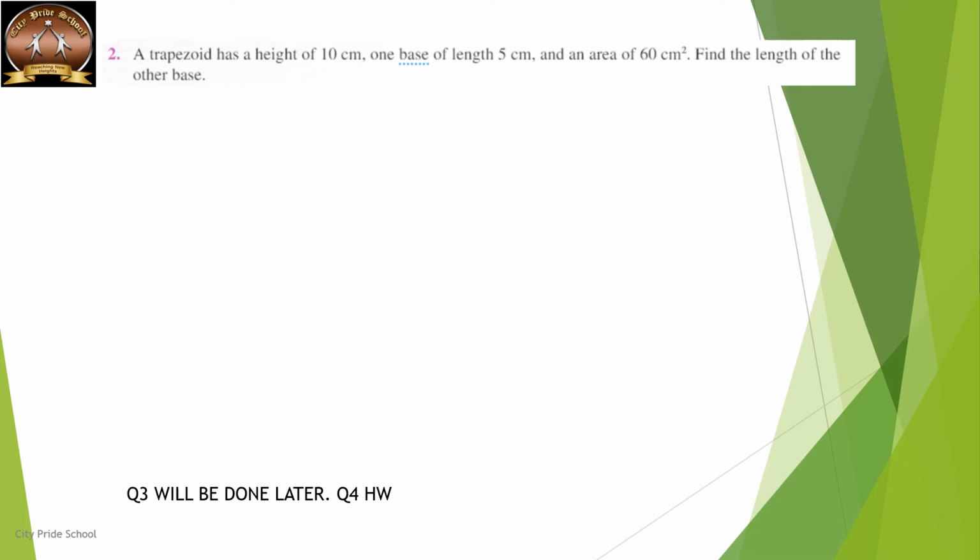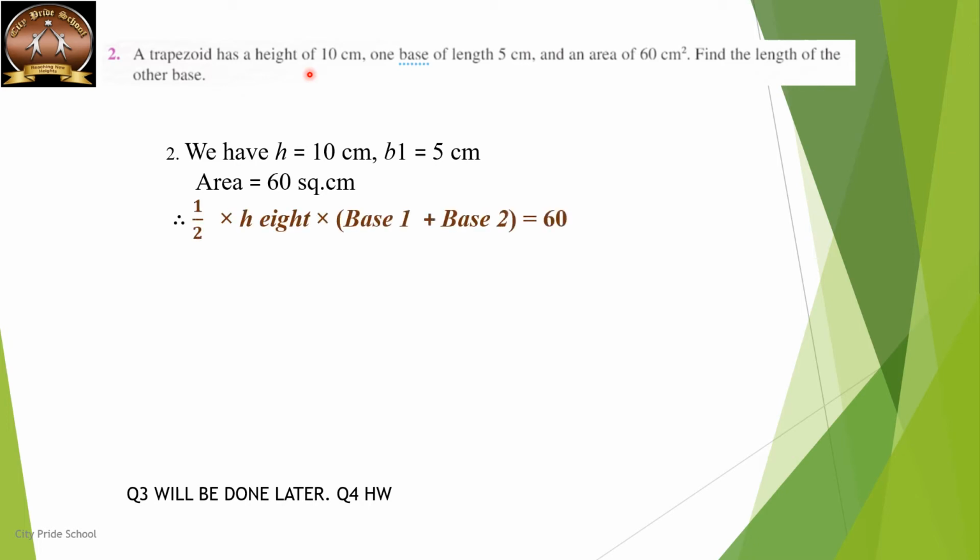We have a problem over here. A trapezoid has a height of 10 centimeter, one base of length 5 centimeter and area 60 centimeter square. So we are given the area of the trapezoid, we are given one of the parallel sides, and we are also told the height. We have to find the other side. So use the formula of the area of a trapezium and substitute. Half into height into (base 1 plus base 2) is equal to 60. So here we see that we can do the cancellations. 2 ones are 2, 2 fives are 10.